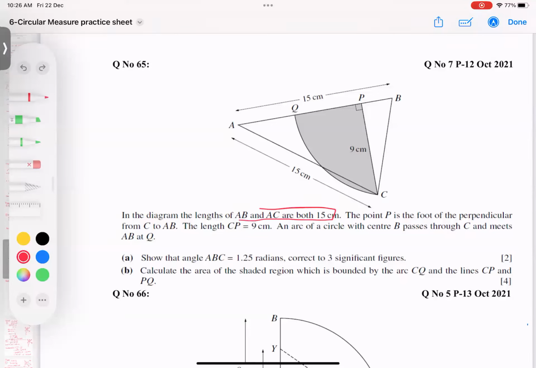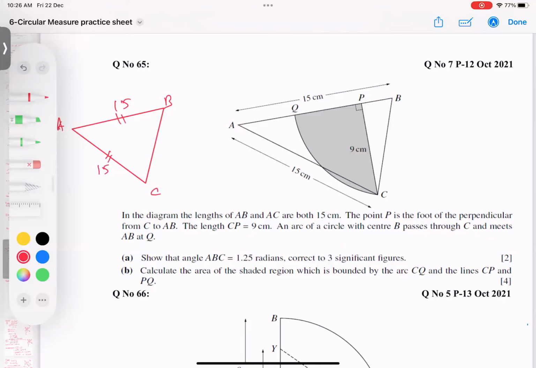AC and AB are both 15, clearly mentioned. It means from here to here and from here to here are equal to each other. So why not make this diagram separately? This is A, B, C, 15, 15. Okay, all right. Then what did he say in the second part?